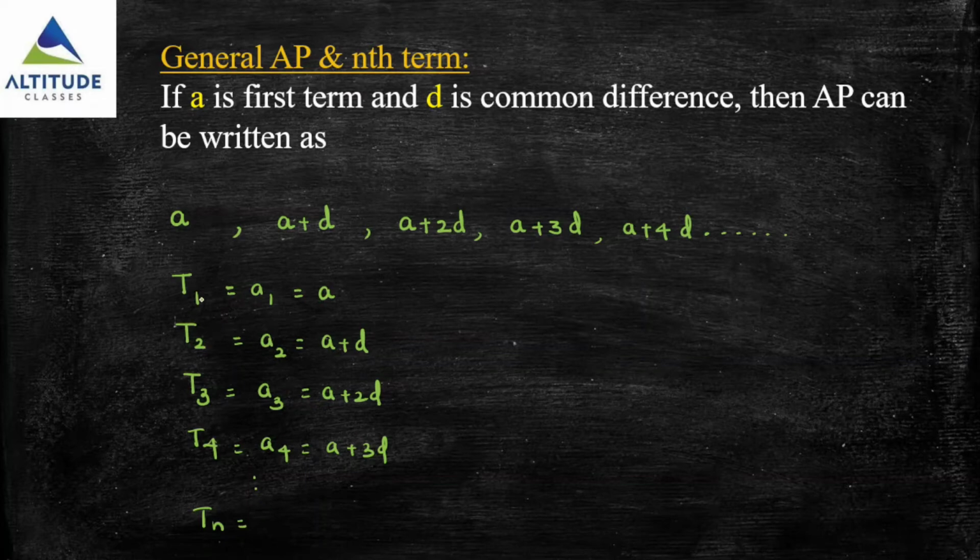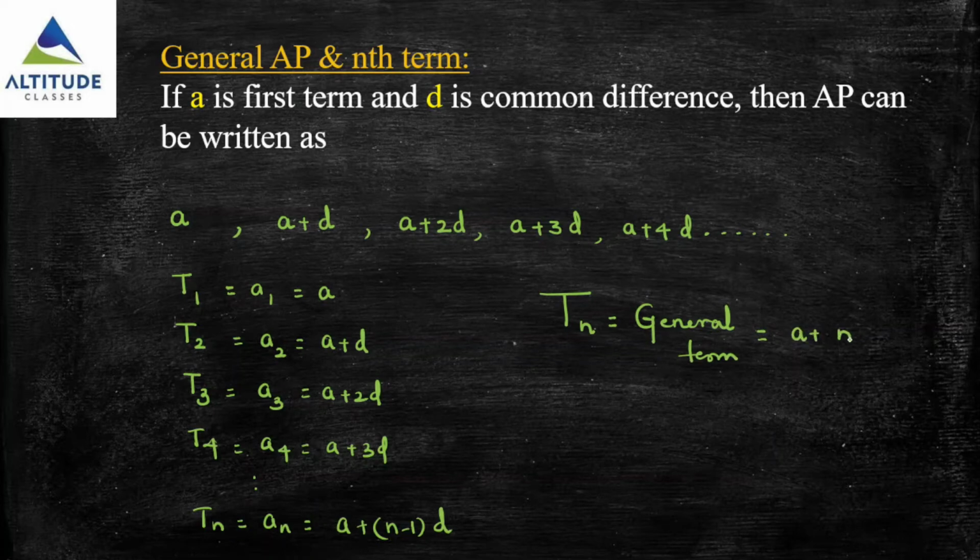Okay, now see, T1 is a, second term is a plus d, third term is a plus 2d, for 4 a plus 3d. That means whichever term we are talking about, one less d is coming. That means the nth term is a plus one less of this d, n minus 1 into d. So Tn, which is also called the general term of AP, is a plus (n minus 1) into d.